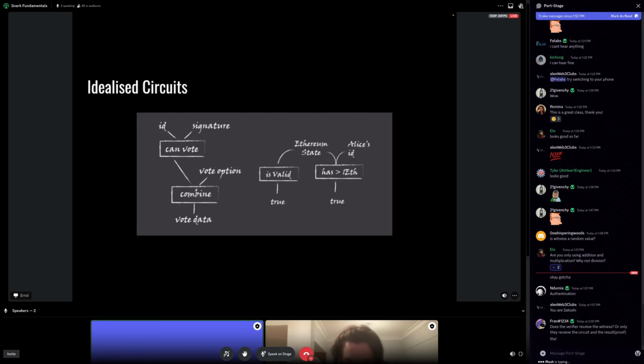Some more idealized circuits: on the left we have a voting circuit. We take an ID and a signature. We prove that we can vote, and then we take our vote option and we combine it into the aggregate result, and we get our vote data. This is another example. How do you prove you're allowed to vote?